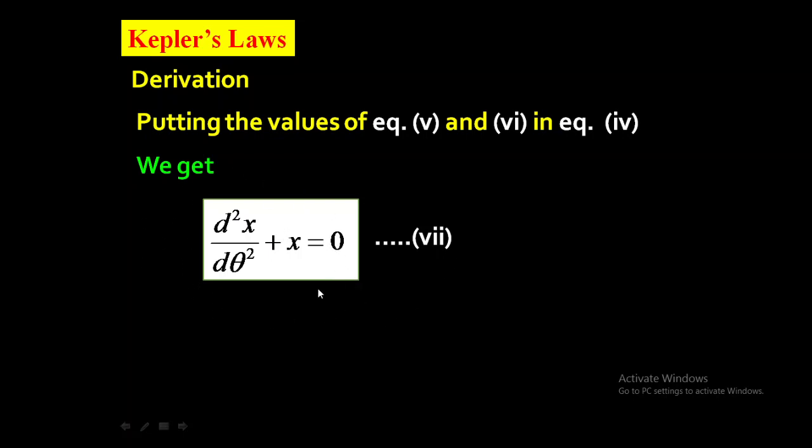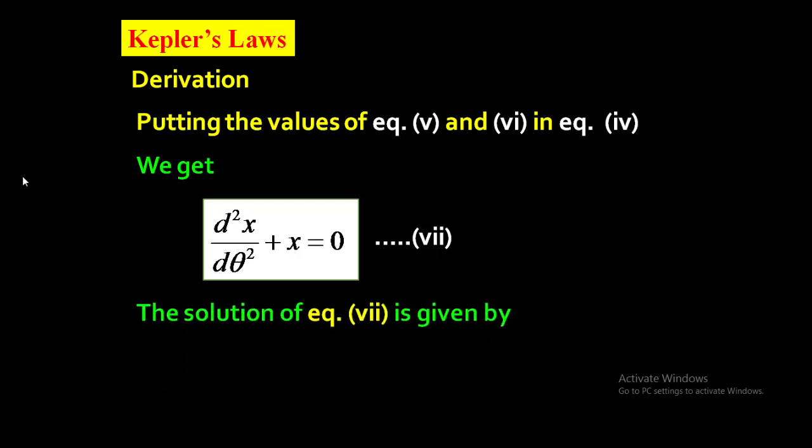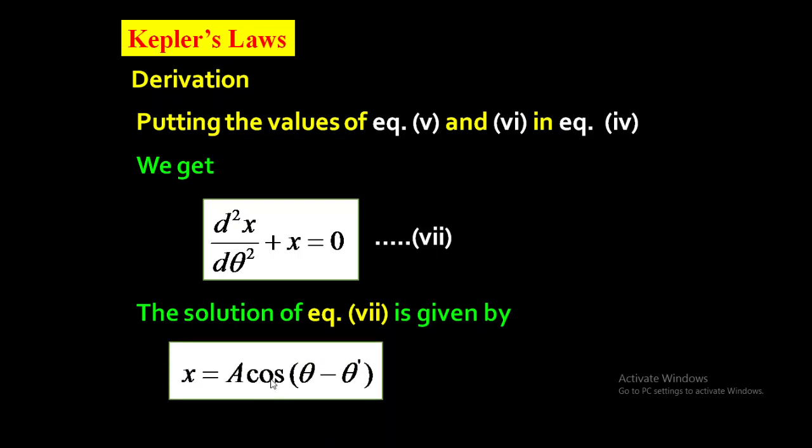This is the standard format, second order differential equation, d2x by d theta square plus x is equal to 0. So we know the solution. What is the solution of equation number 7? The solution of equation number 7 is given by x is equal to a cos (theta minus theta dash), where theta dash and a are constants, according to the formula for this differential equation.